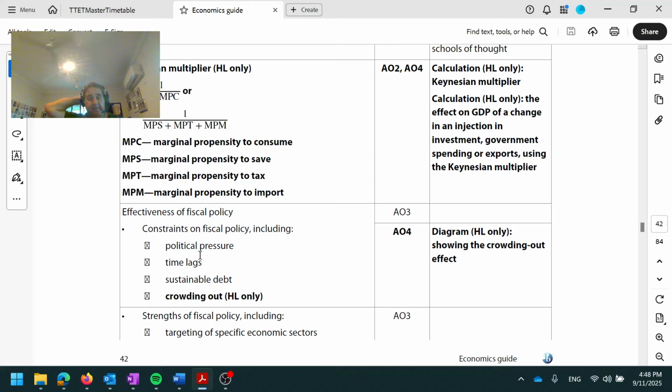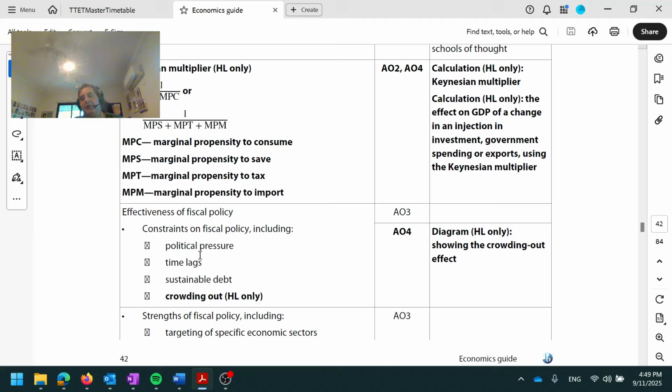Time lags. Again, usually going through Parliament is the main time lag, but sometimes the actual policy or project may take a little bit of time to eventuate. Sustainable debt. Whenever the government spends money through fiscal policy, it puts pressure on the budget, could force it into deficit, and then that deficit over time leads to debt, and the debt grows and may become unsustainable. So there's that conflict of objectives happening again.